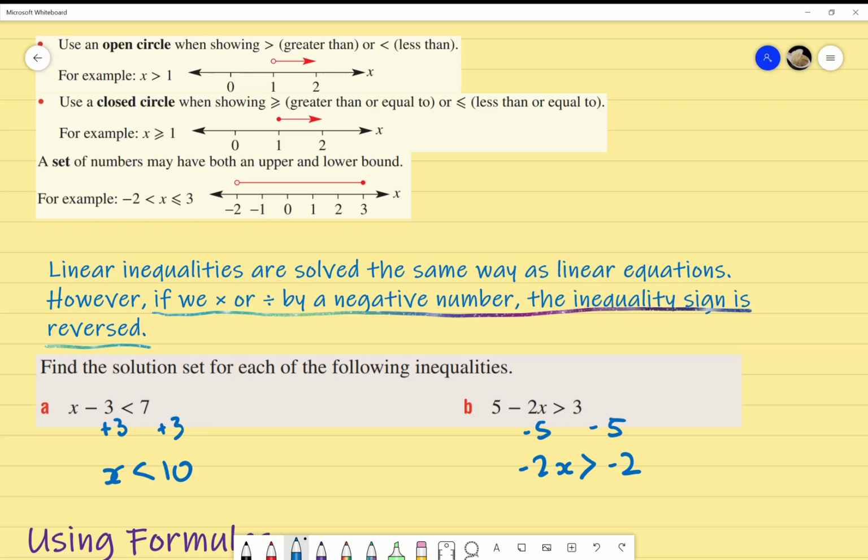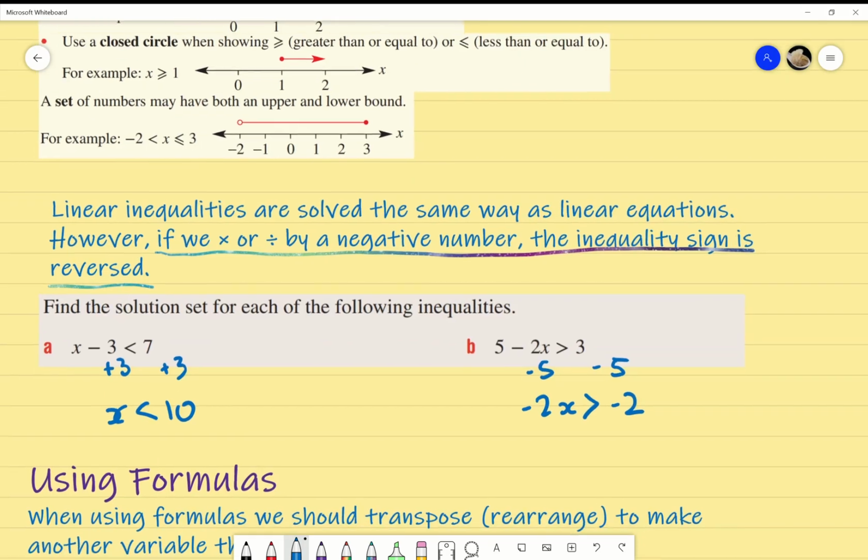Negative 2x. We divide by negative 2. If you'd like to divide by 2 and then negative 1, that's fine as well. But let's divide by negative 2 off the bat. If I divide by negative 2 here, divide by negative 2 here, I get x here, and I get negative 2 divided by negative 2. What happens to the sign? Yeah, we reverse it. We reverse it because we've divided by a negative number.